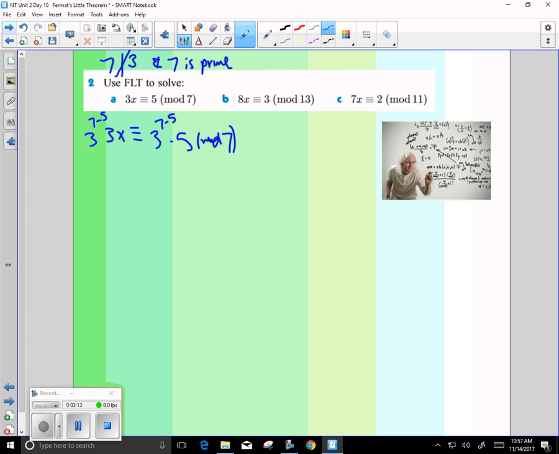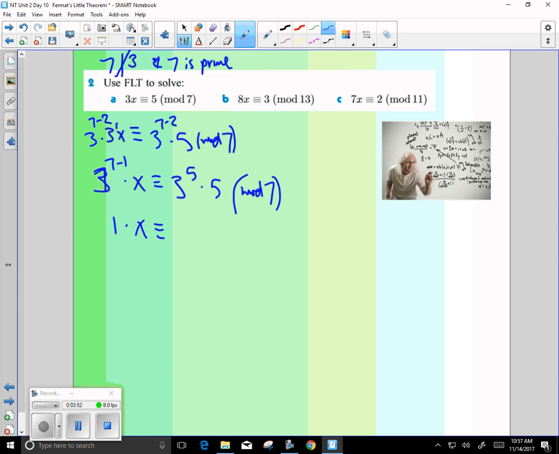Oh, you're right. I went too far. I was thinking what the answer is. It's 7 minus 2 instead of 7 minus 1. And then when we multiply it by 3 to the 1, this will be 3 to the 7 minus 1 times x is congruent to 3 to the 5th times 5 mod 7. What's 3 to the 6th mod 7 going to be? 1.